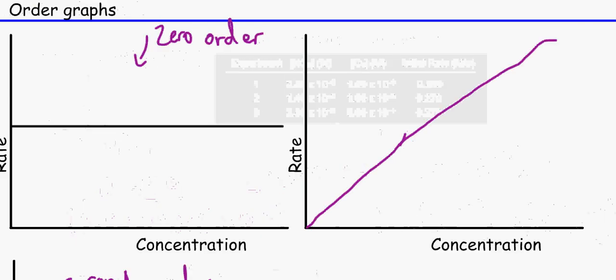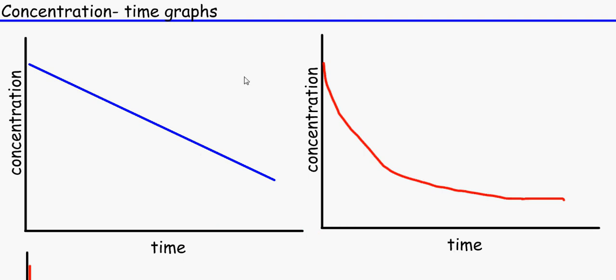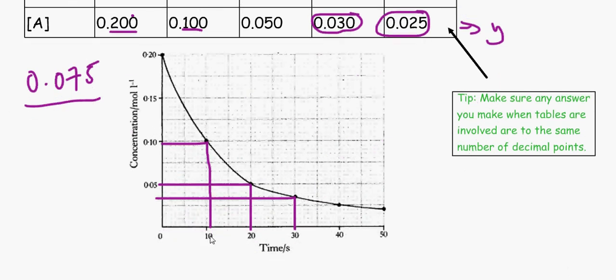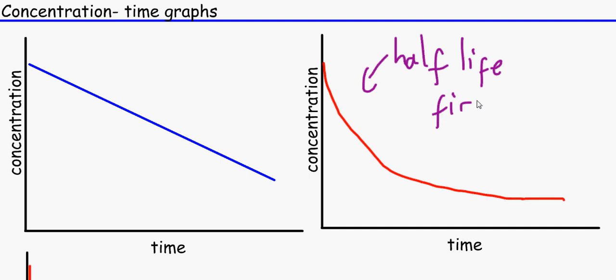Coming back to these graphs over here, this is called a half-life, because after every set amount of time, we can see that the concentration halves. Okay, maybe we should use this one over here. As I was talking about over here, after every 10 seconds, the concentration halves. And this is called a half-life. And this is a first order graph as well.